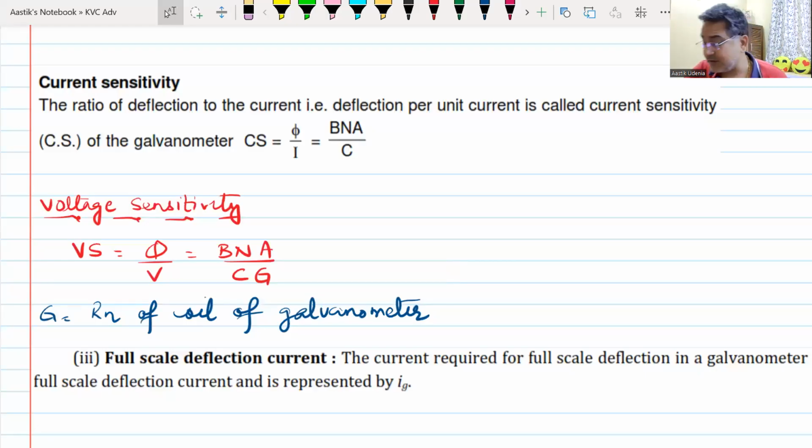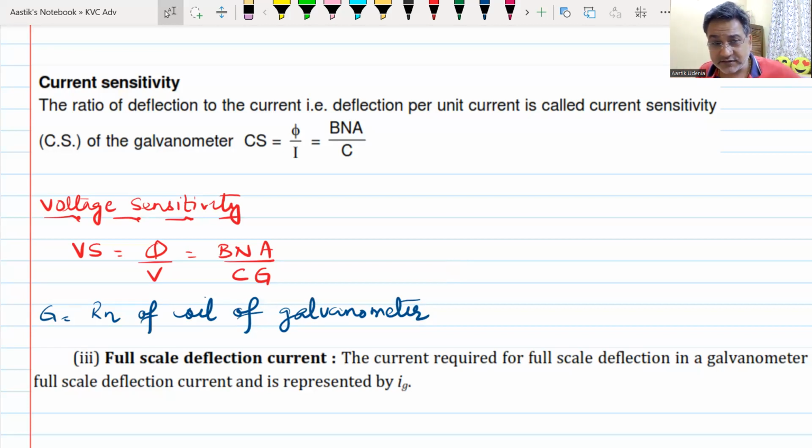Then we must understand these terms as well. The first term is known as current sensitivity: how sensitive it is to current. So how much it deflects for a very small current. Per unit current, how much is the deflection? That is known as current sensitivity.